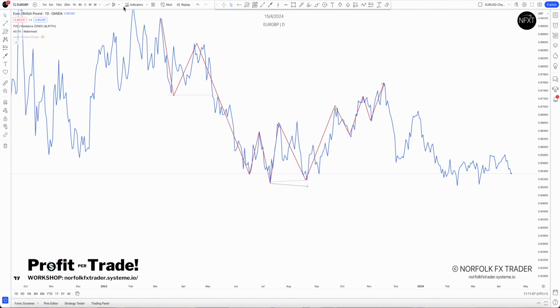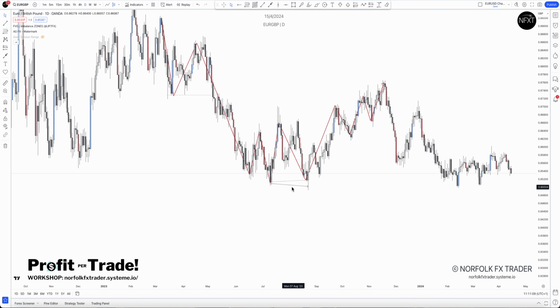Let's have a look at price. And there we have it. We do have a sweep to the downside. So again, where would we expect price to run towards? We're going to go towards these highs.